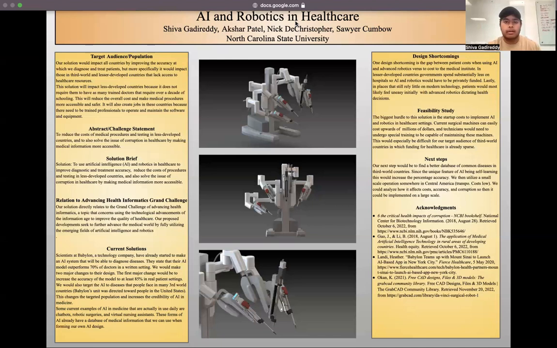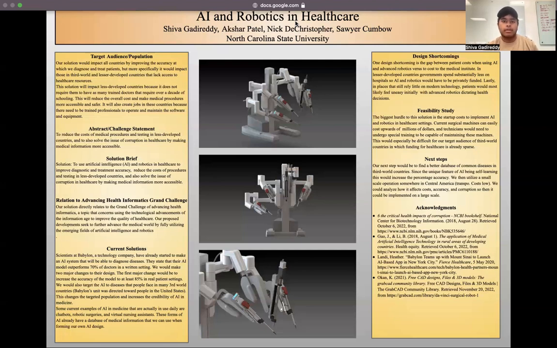As Sawyer said earlier, when we're looking at the feasibility of our solution, the biggest hurdle is definitely the cost. Surgical robots like the one in our visual here can cost upwards of millions of dollars, and that is just not something that lesser developed countries have available on hand. So even though in the long term these can reduce costs and improve patient outcomes, it's still necessary that they have the startup funding upfront, which is a barrier to entry that we might face.